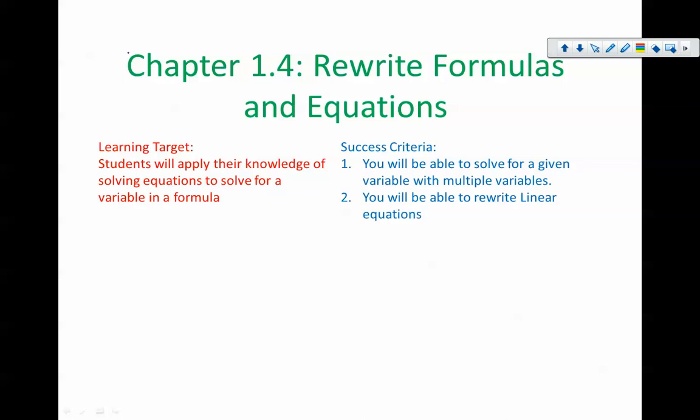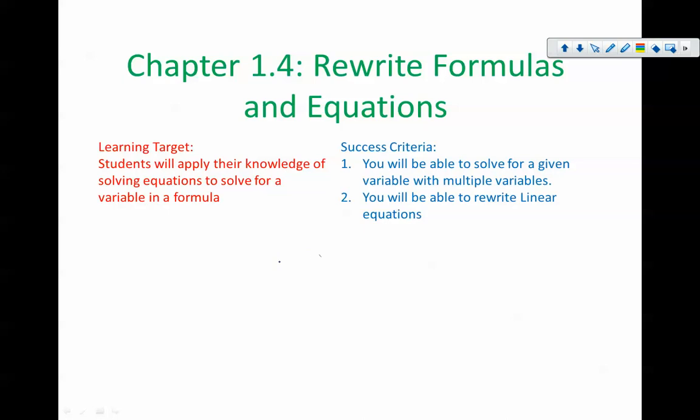Hello, welcome back. This is chapter 1.4. In this section, we're going to be rewriting formulas and equations. So by the end of this, you should be able to solve for a given variable in an equation with multiple variables. You'll also be able to rewrite a linear equation.